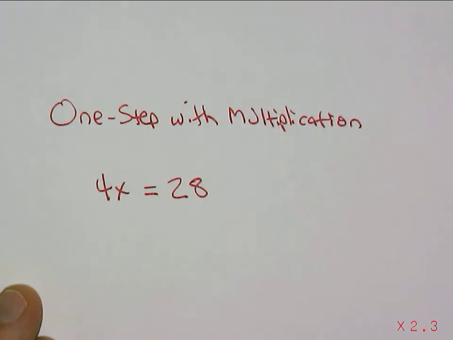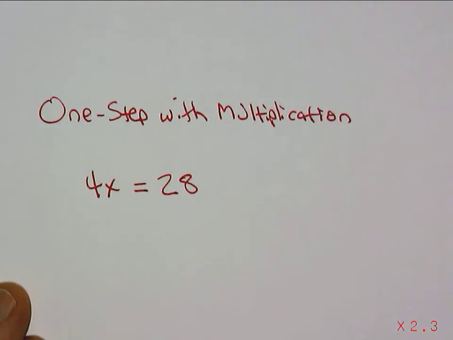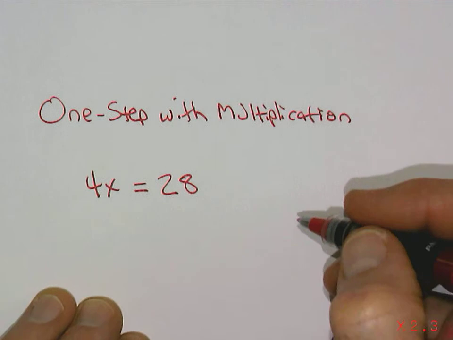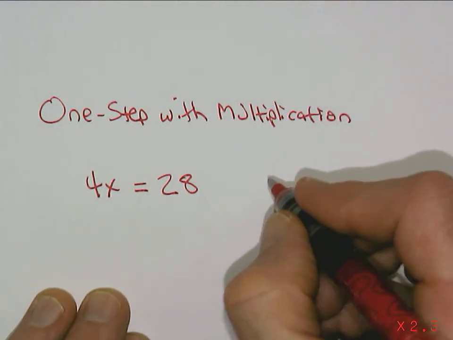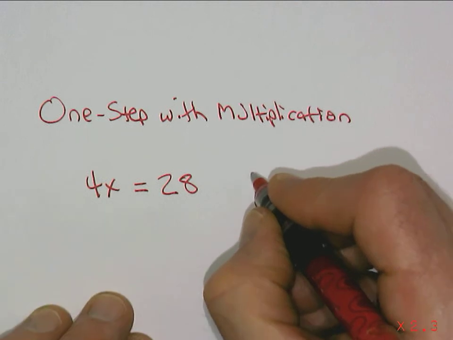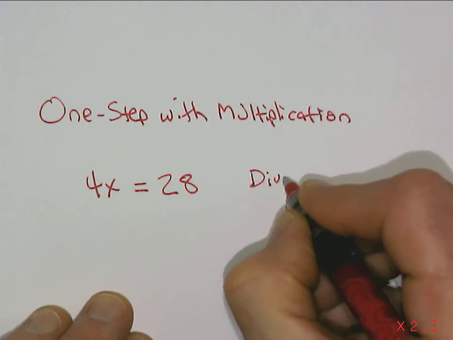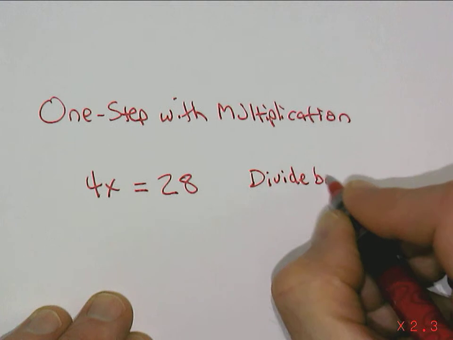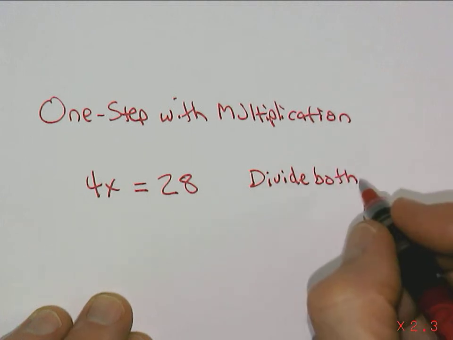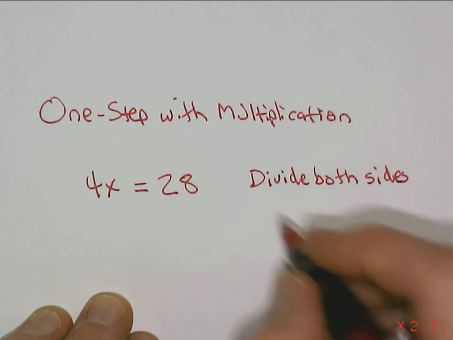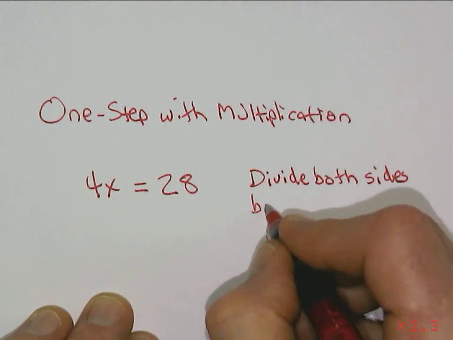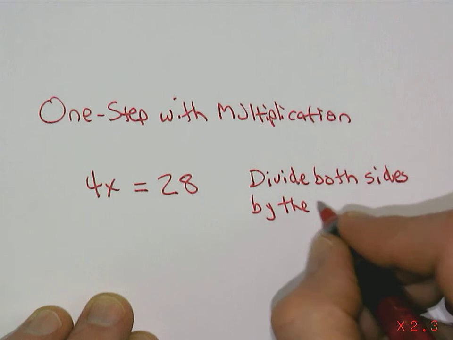And again, mentally you could probably do this one without this technique, but practicing the technique is helpful for more complex problems. So the idea is, in this case, since this is multiplication, we're going to divide, or do the opposite operation. Divide both sides of the equal sign by the multiplier of x.